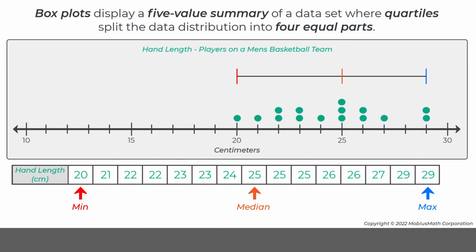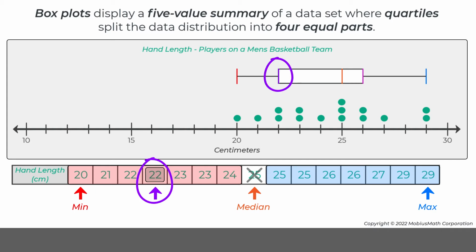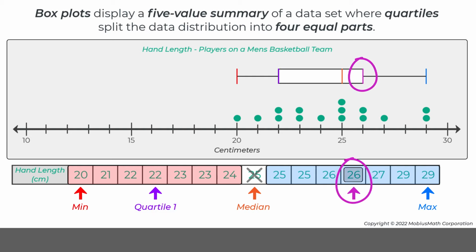To split the data set by quartiles, the medians for both halves of the data set are found, where the median for the whole data set is not included in these calculations. The median for the lower half of the data is called quartile 1 or Q1 and is plotted to form the left end of the box. The median for the upper half of the data is called quartile 3 or Q3 and is plotted to form the right end of the box.